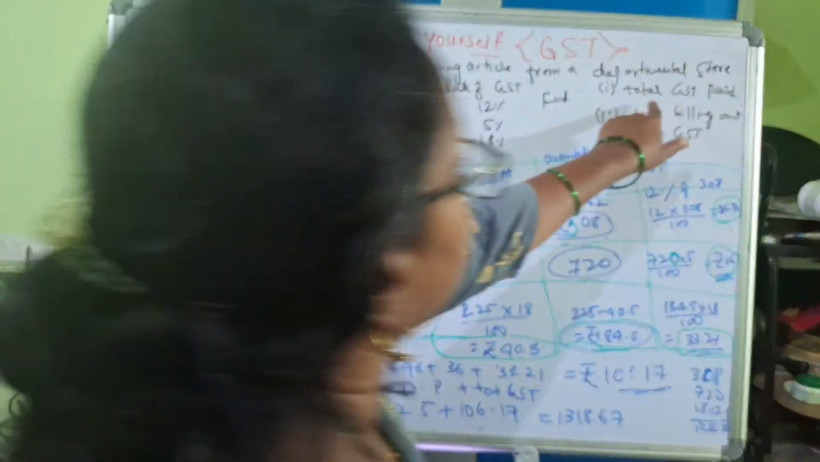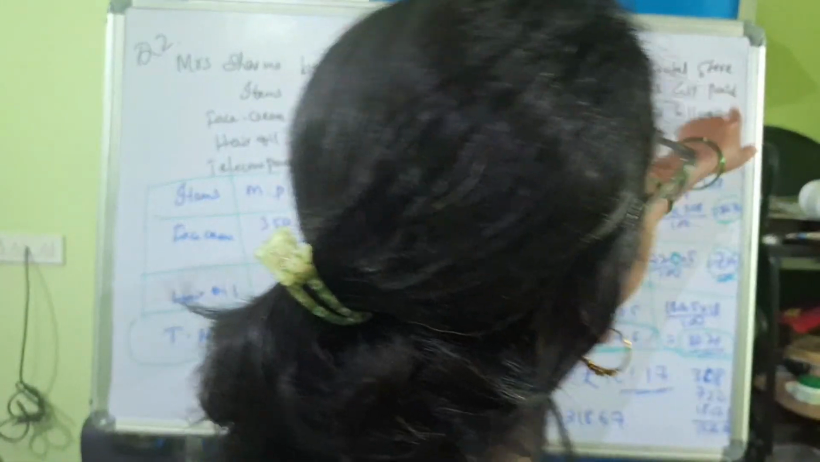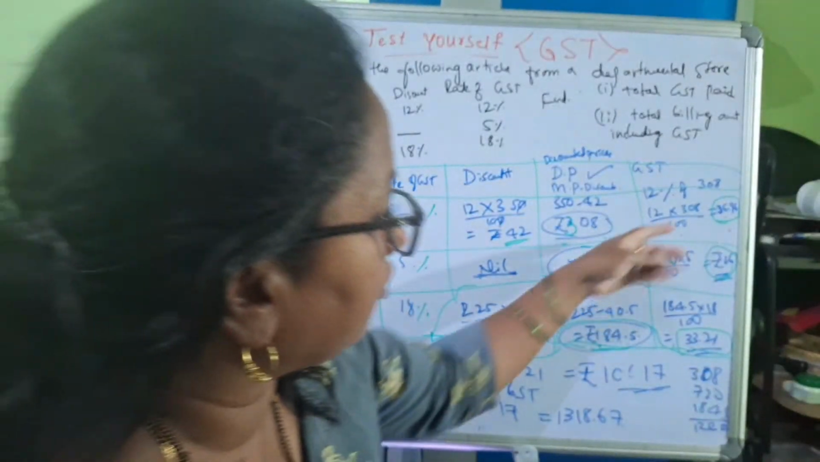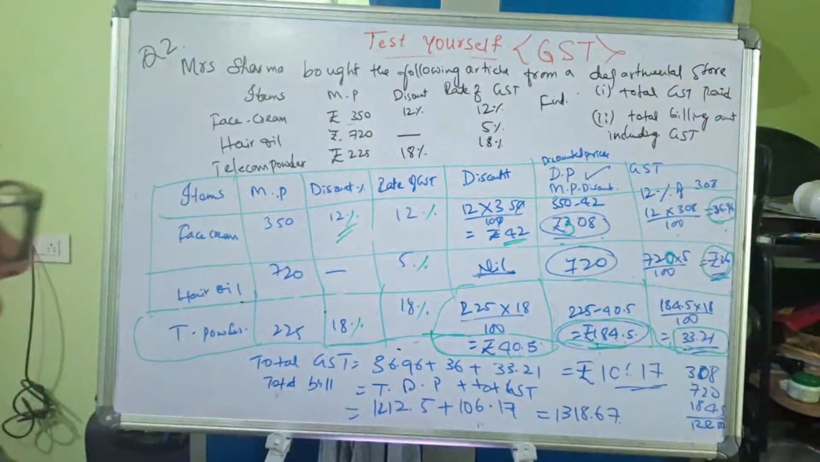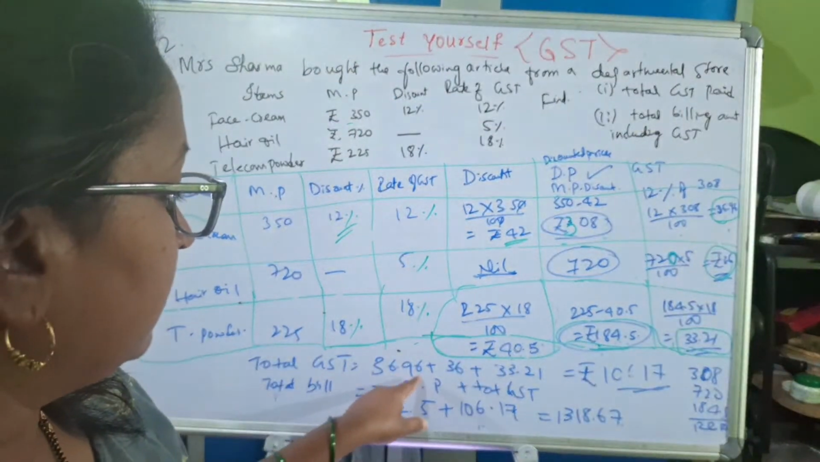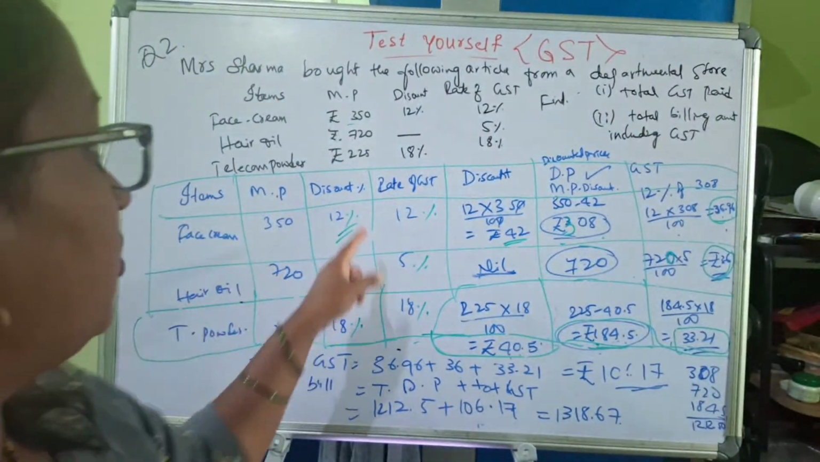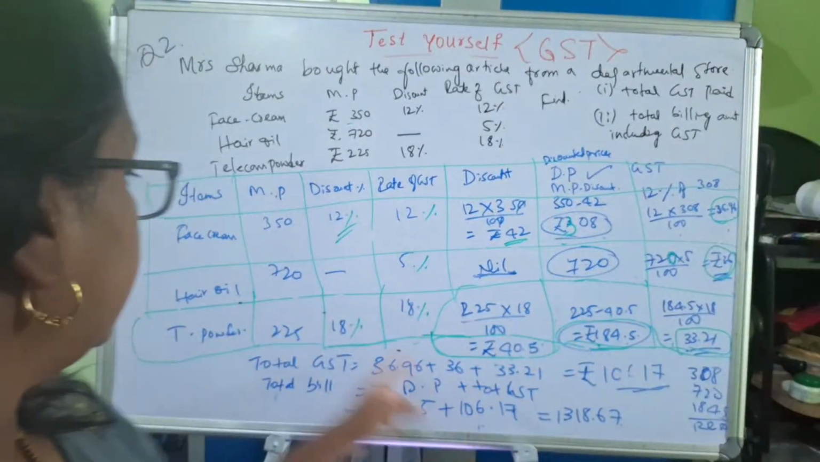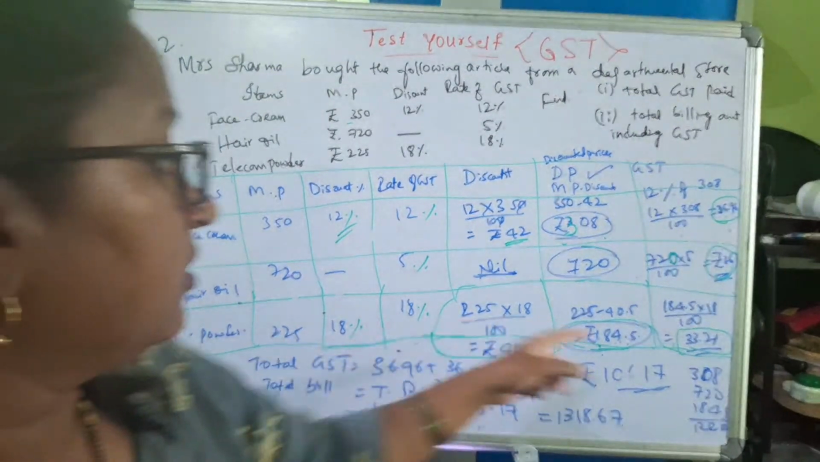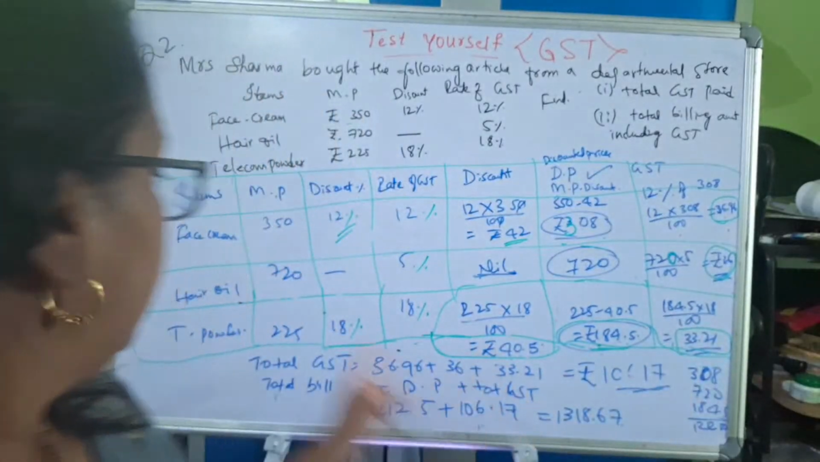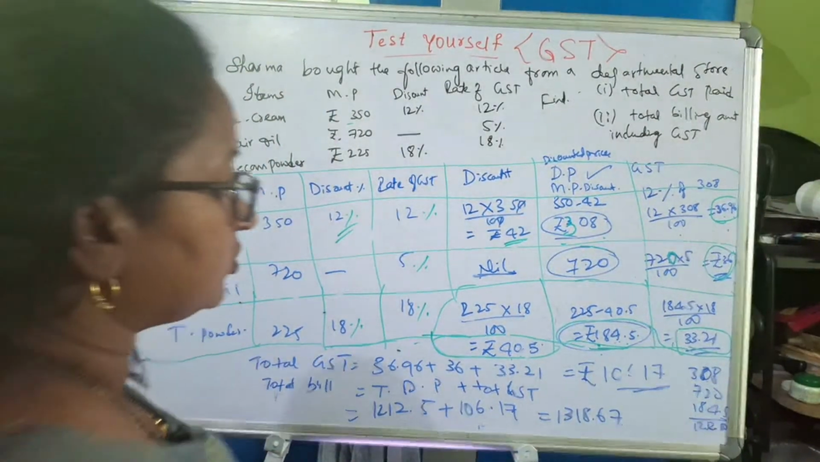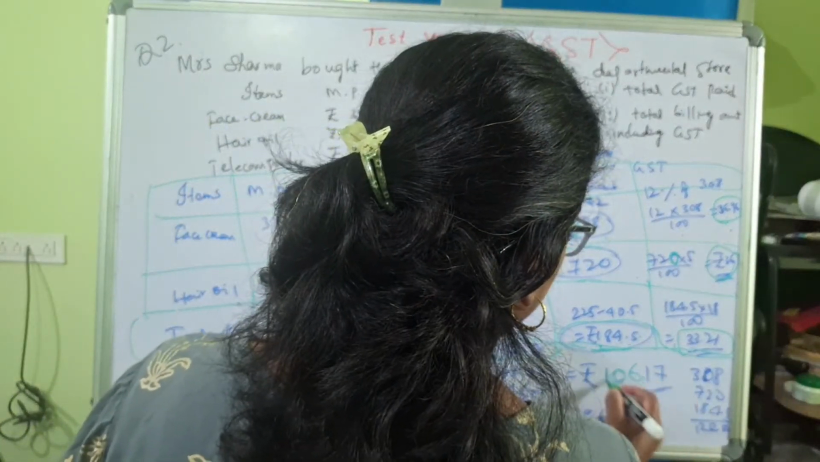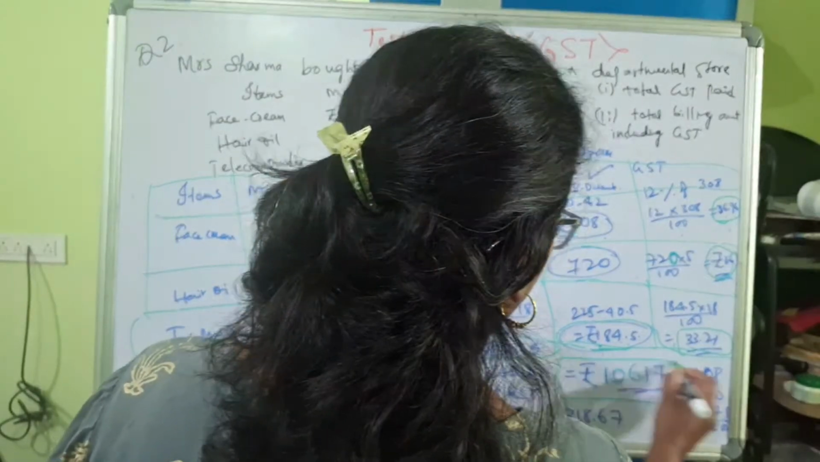So in the first question they have given that find the total GST paid. To find the total GST, we have to add up all these three. That means 36.96, which is the GST amount of the face cream, and rupees 36 for hair oil, and 33.21 for this talcum powder. So the total GST paid is rupees 106.17.